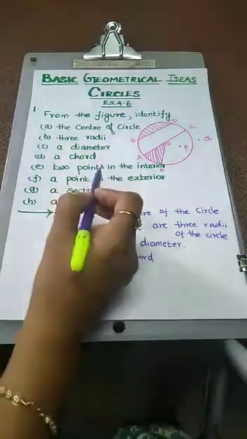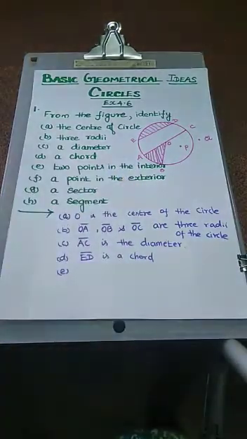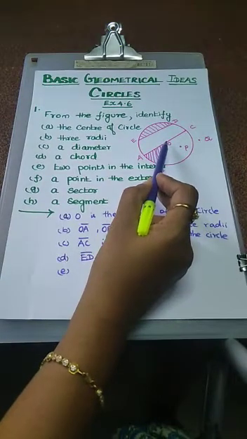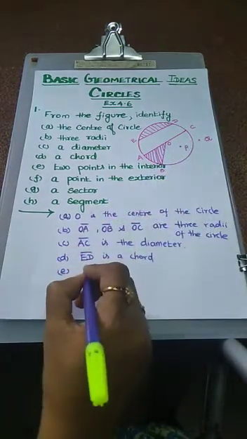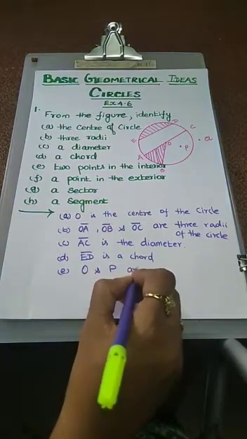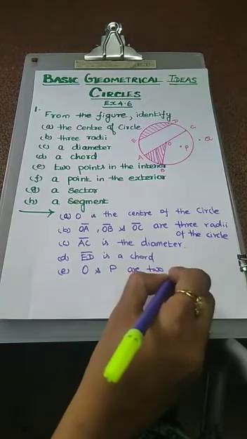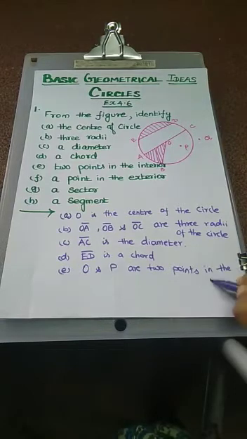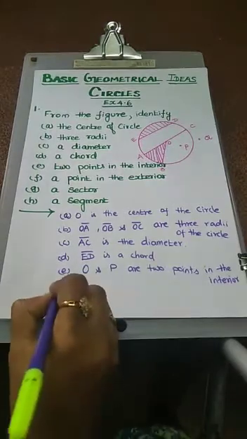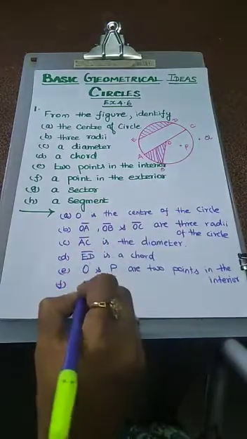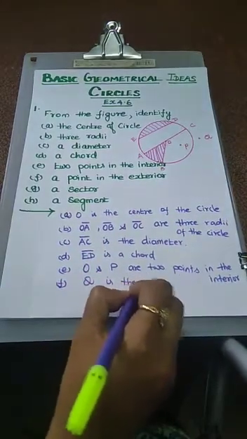And the fifth subdivision, 2 points in the interior. Interior means inside of the figure. Here we have 2 points: one point is O, another point is P. So, O and P are in the interior of the circle. And the sixth subdivision, a point in the exterior. Only one point is in the exterior, Q. So, Q is the exterior point.